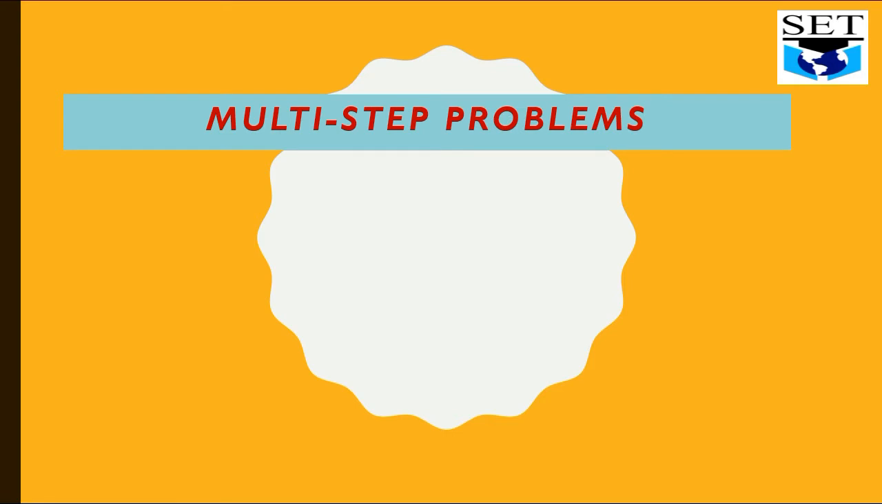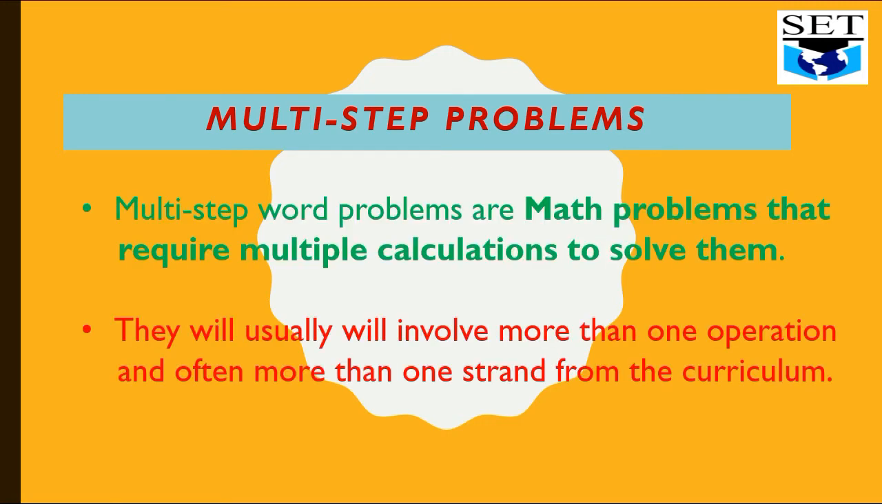First of all, we should know what are multi-step problems. Multi-step word problems are math problems that require multiple calculations to solve them. Means in multi-step problems we are going to perform 2 or more calculations to get the answer. They will involve more than one operation and often more than one strand from the curriculum.